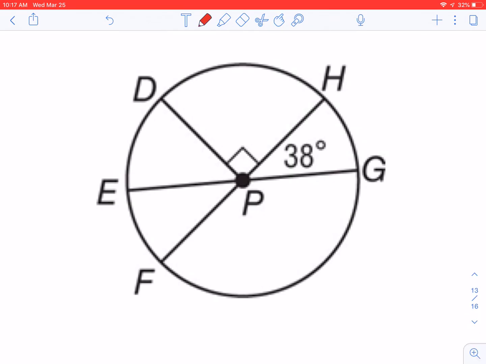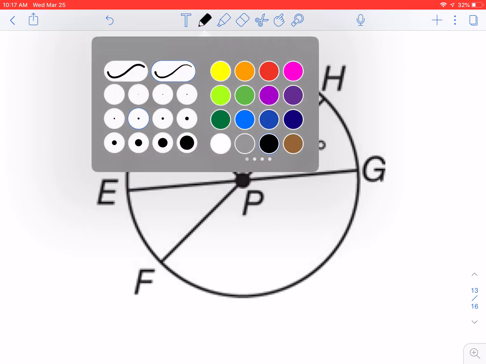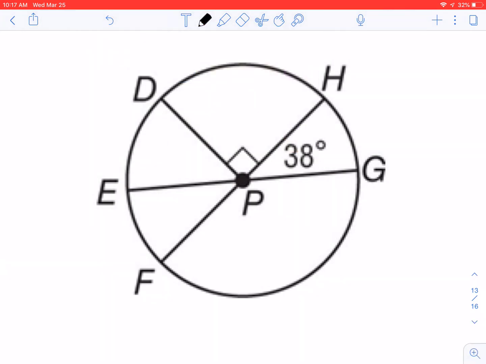Okay, we'll change to a different color here. All right, so we see the 90 here, correct? So this is 90. Okay, now here's where we have to use our skills from last semester. We can see vertical angles between these 2 angles, so this is 38.